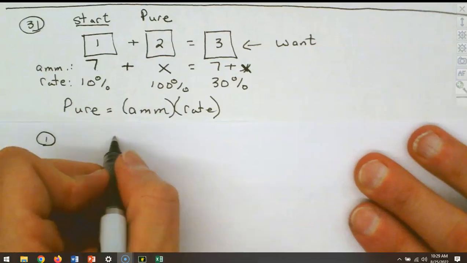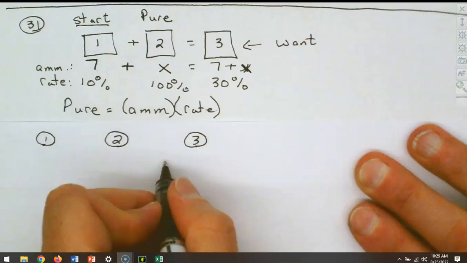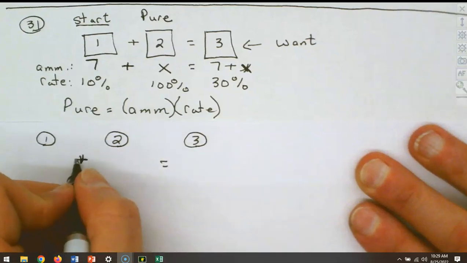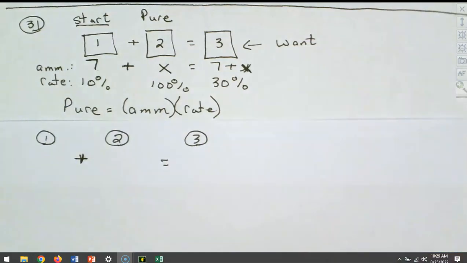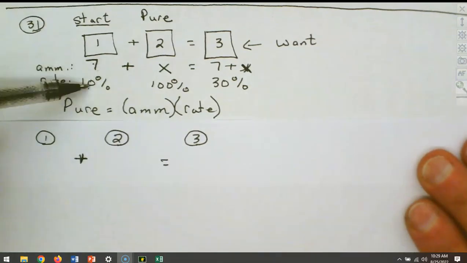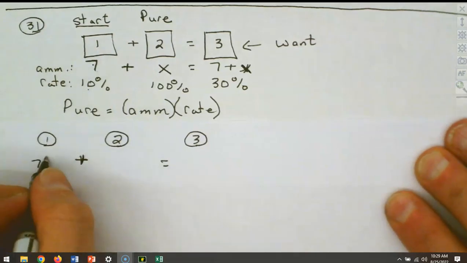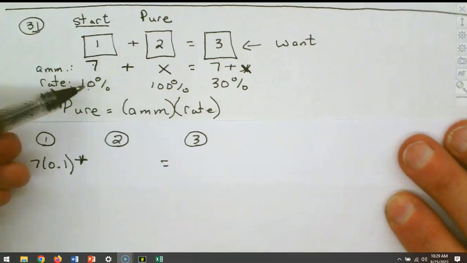And 1, 2, and 3. Again, the way I remember is 1 plus 2 equals 3, so they're going to add together to give you that third one. When we work with these percentages, we have to convert the percentage to a decimal. In our first one, amount is 7, percentage rate is 10%, so that's going to be 7 times 0.1, right? Those get multiplied together.